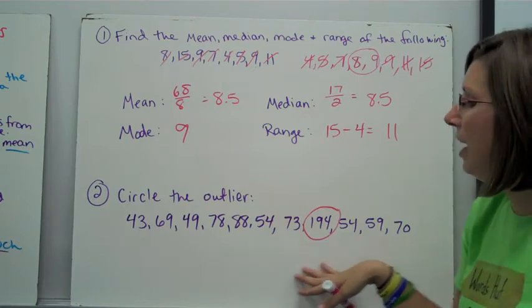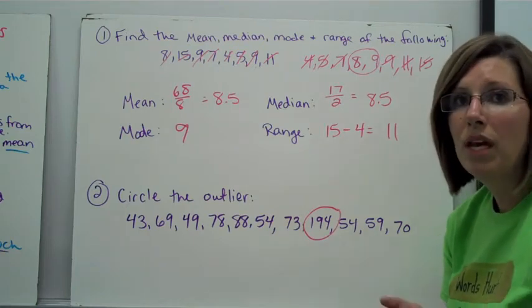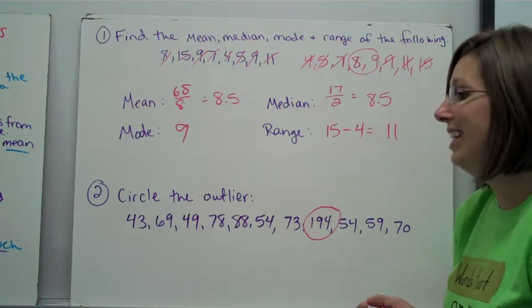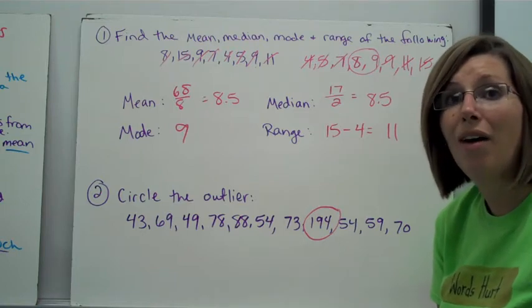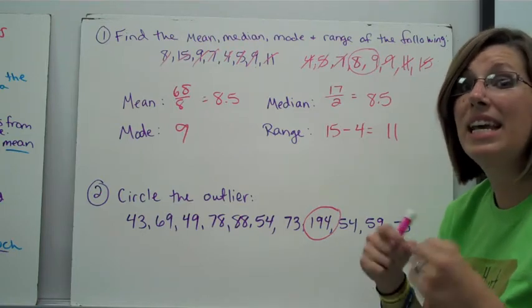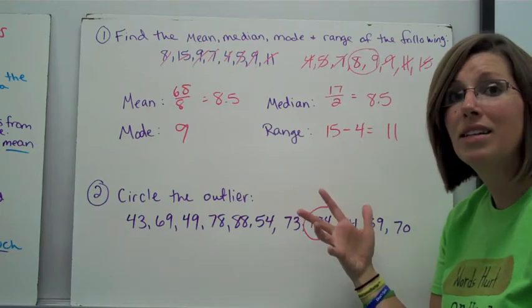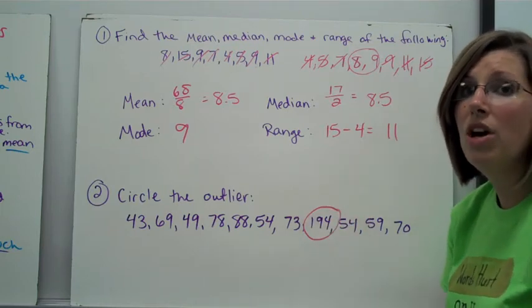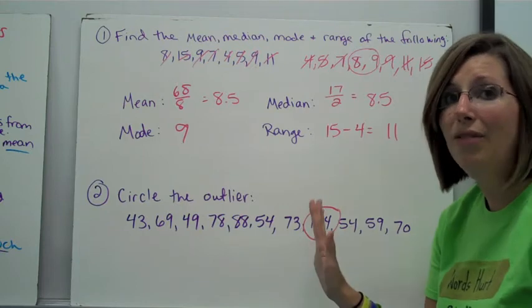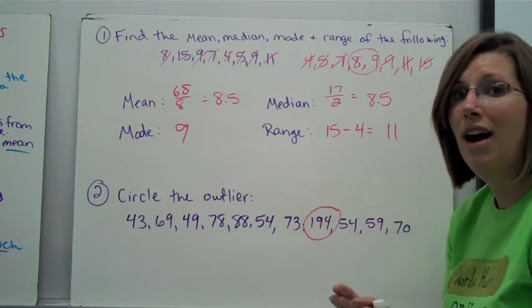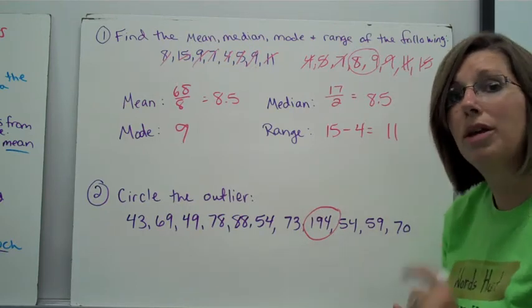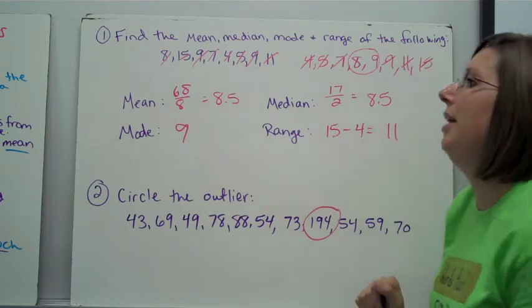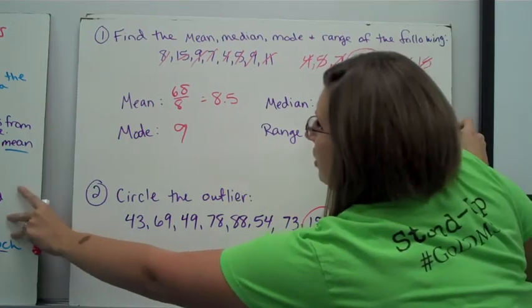I don't really have anything really, really low. So typically in a data set, you're only going to have one outlier. It's either going to be the highest or the lowest. Typically, you do not have 2 outliers, one high and one low. Normally, there's only one outlier in a set of data. All right, let's try one more.